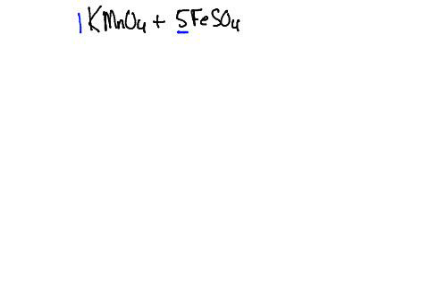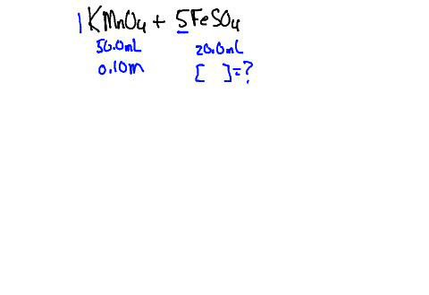What do I know? I have 50 milliliters, and the concentration of this is 0.10 molar. And the FeSO4 is 20 milliliters, and its molarity it doesn't tell us. We need to find it because this is a titration problem. So the question is, what's the concentration of the iron 2, and the iron 2 is in the FeSO4, once it reaches the equivalence point. So we're titrating it.